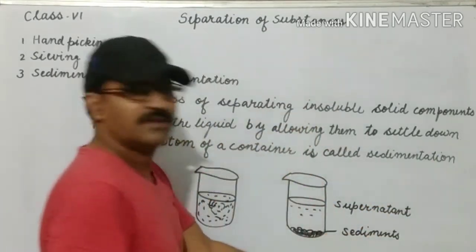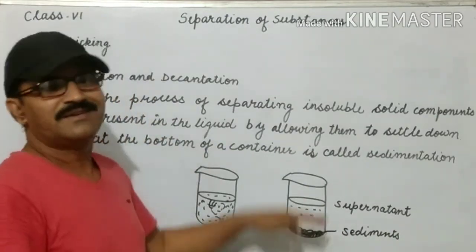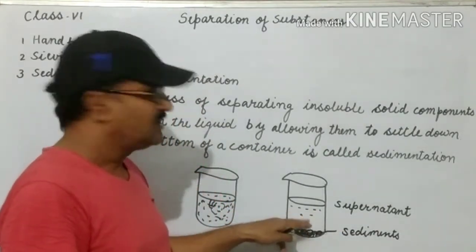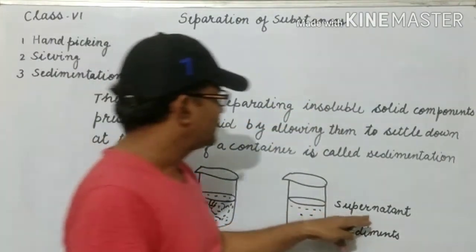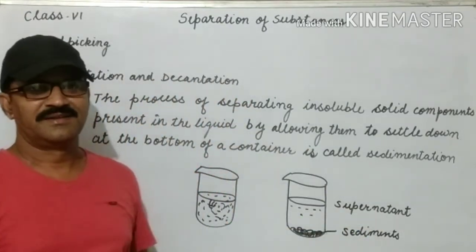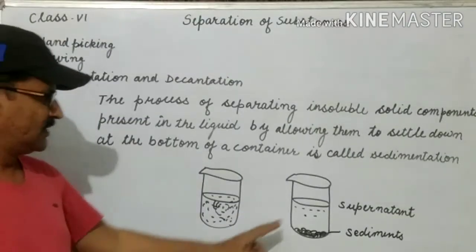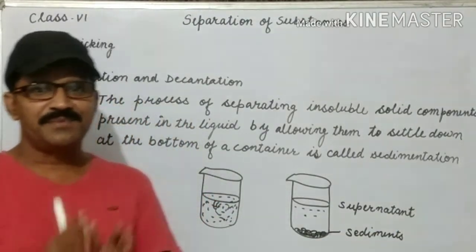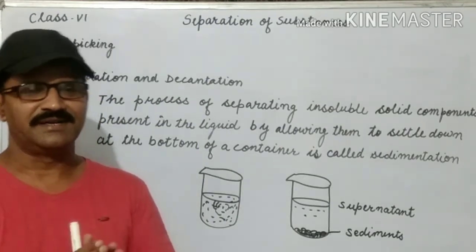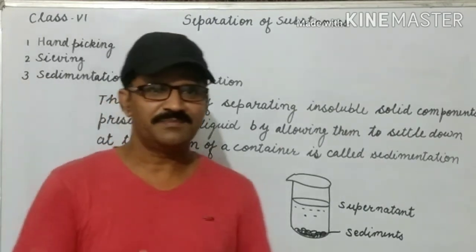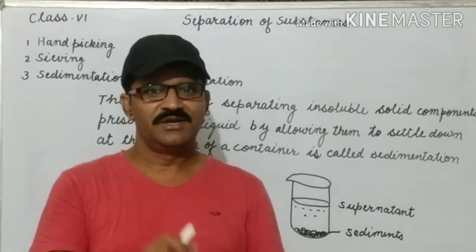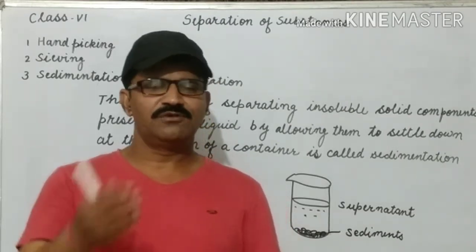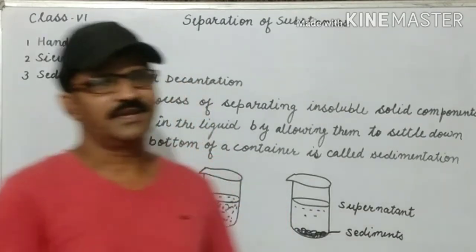So there are two things. One is the solid particles that settle down at the bottom of the container, known as sediments, and the water above the sediments, known as the supernatant. The supernatant and sediments can be separated by the process of decantation. What is decantation? The process of transferring the supernatant into another beaker without disturbing the sediment is called decantation.